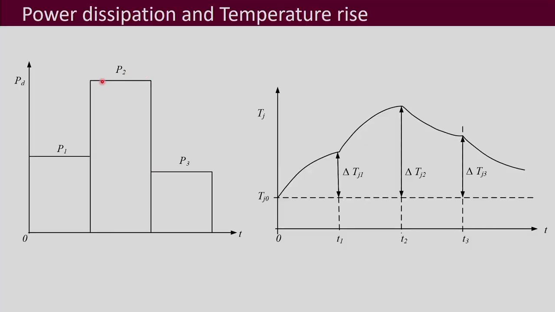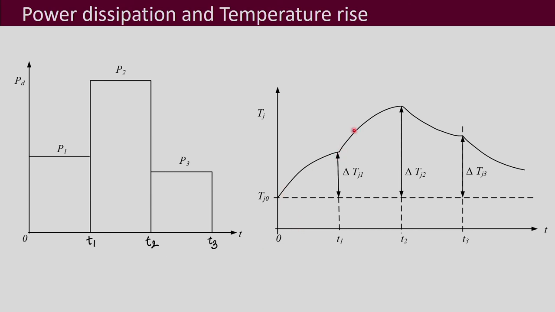Now, power dissipation always need not be in the form of just a single pulse or repetitive pulse. It may have different shapes, with various pulses of different values of power dissipation. Here the power dissipation, let us say, is P1 for a time T1. Then up till time T2, the power dissipation level changes and it has a value of P2, and then further, for another time up till T3, the power dissipation that takes place is P3.